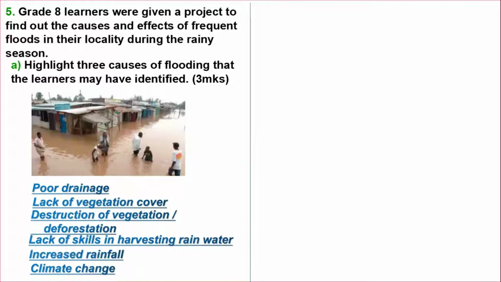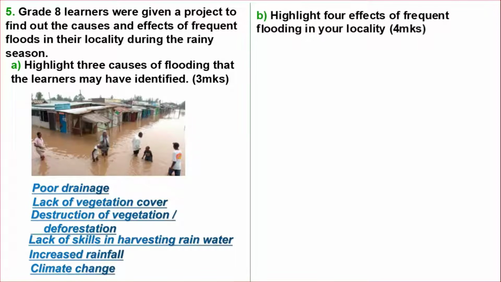Question number 5B. Highlight 4 effects of frequent flooding in your locality. This is 4 marks. Okay, we have seen the causes. Now we are in the effects of flooding.